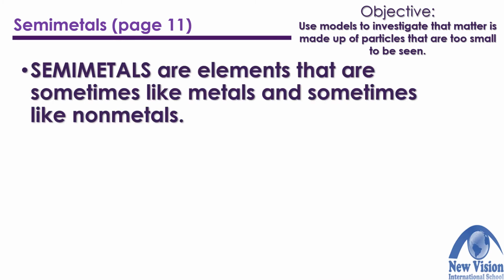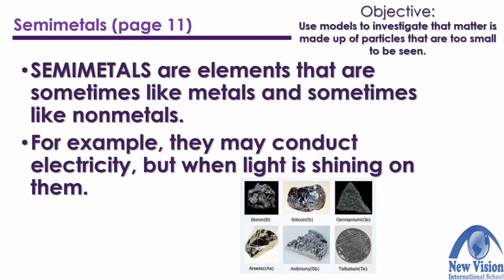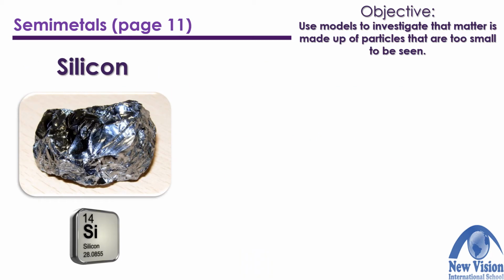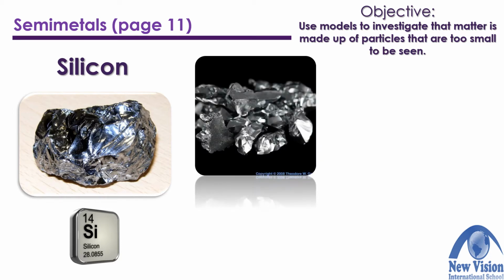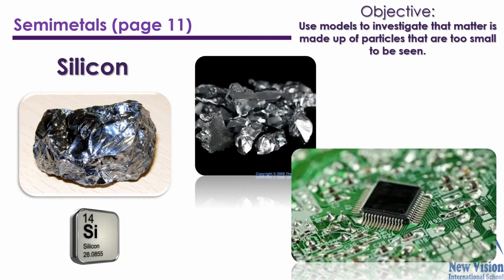Semimetals are elements that are sometimes like metals and sometimes like non-metals. For example, they may conduct electricity, but only when light is shining on them. Silicon can be obtained from sand. This is a purified silicon. It will be used to make chips for electronic devices such as pocket calculators and computers.